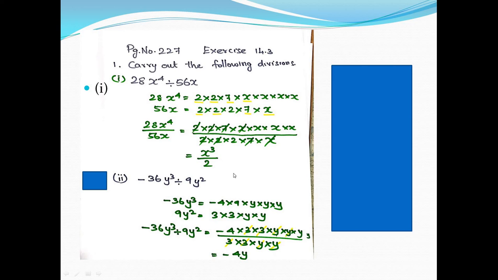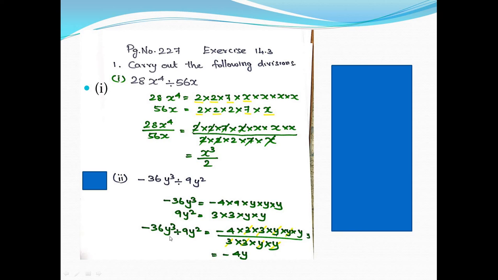Let us move to the next exercise. Minus 36y cube divided by 9y square. Minus 36y cube can be written as minus 4 multiplied by 9 multiplied by y multiplied by y multiplied by y. 9 can be written as 3 multiplied by 3. 9y square can be written as 3 multiplied by 3 multiplied by y multiplied by y.